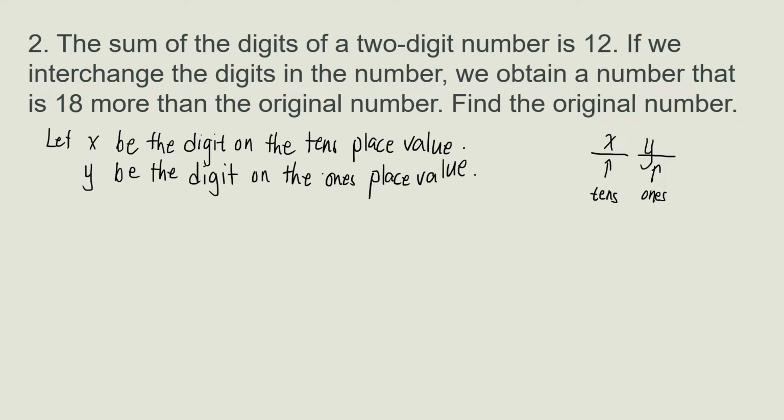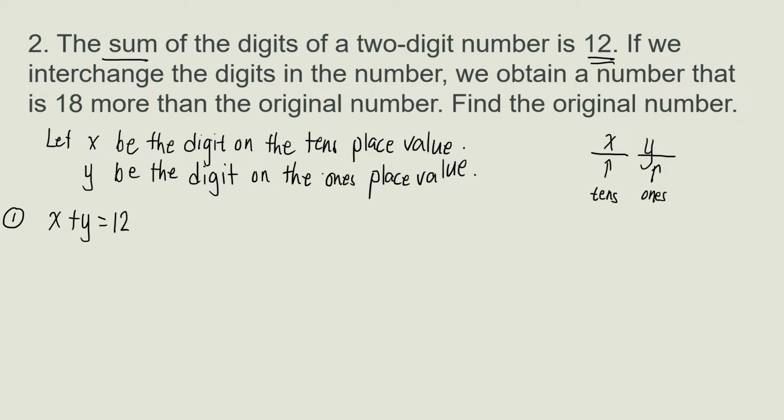Okay, so now that we got the representation, we can write equations. So let's go back and read again the given problem. The first sentence says the sum of the digits of a two-digit number is 12. So if we add the digits, we'll get 12. We can write that in symbols as x plus y is equal to 12. So this is your first equation.